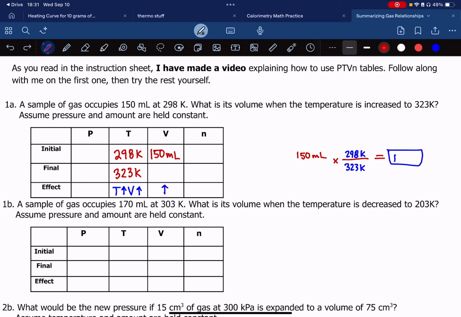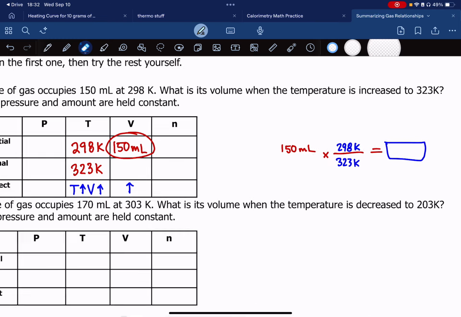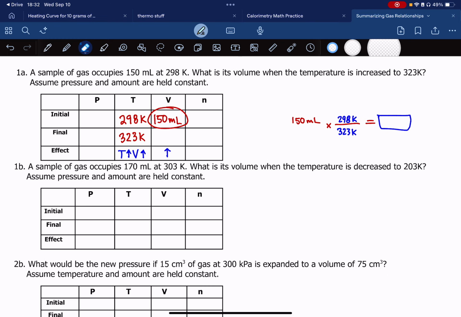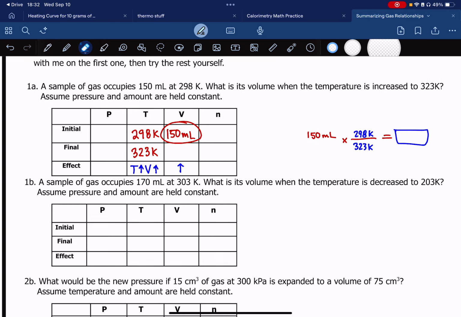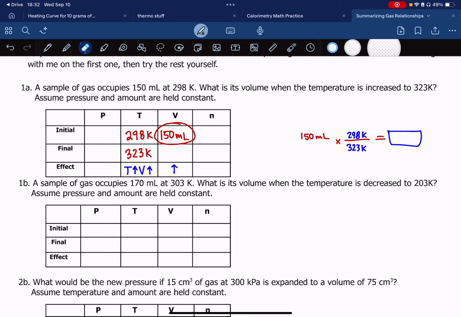You see, the effect row is super, super important because it tells you how to set up your ratio of the thing that's changing. Do you put your smaller number on top or your bigger number on top? If you decide that your initial number should get bigger, then you put the bigger number on top. If you decide it's going to get smaller, then you put the smaller number on top. And that's it. That's super, super simple. And now it's really easy for us to show our work, and you don't have to write as many steps. I think you guys are going to be happy about this, as long as this video is clear. I really hope it is.